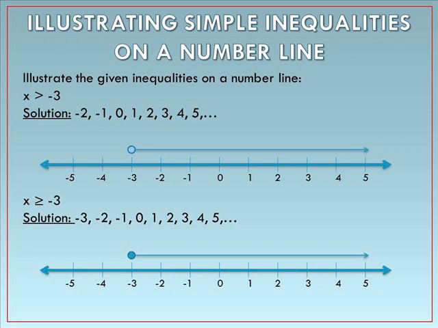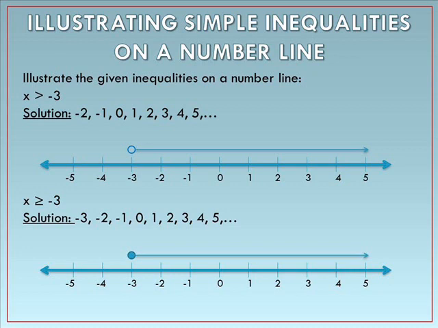To do so, we will simply mark the number that is given in the question, minus 3. We already know that there are two ways to mark the number. Either we draw a circle over the number or we draw a dot. When the given number is not included in the solution, we draw a circle. As minus 3 is not included in the solution, we will draw a circle over minus 3. And then we will draw an arrow directed towards the right hand side because the numbers towards the right of minus 3 are included in the solution.